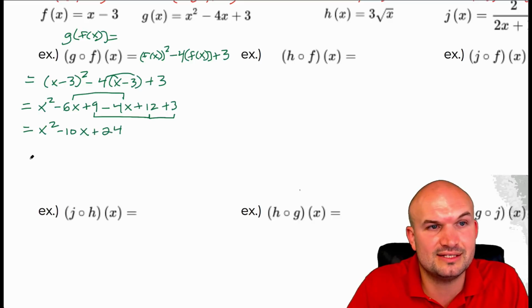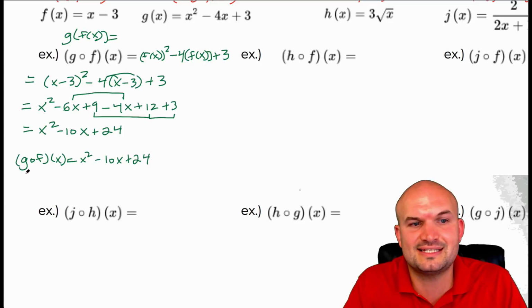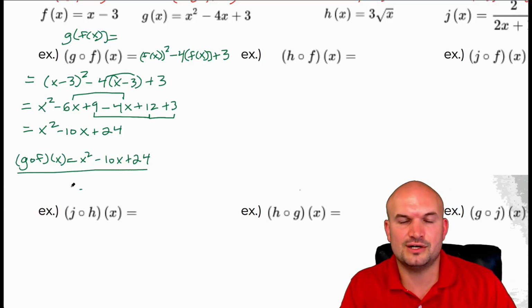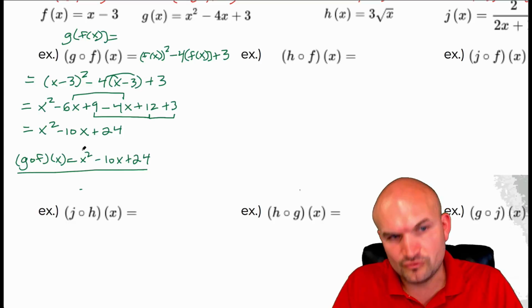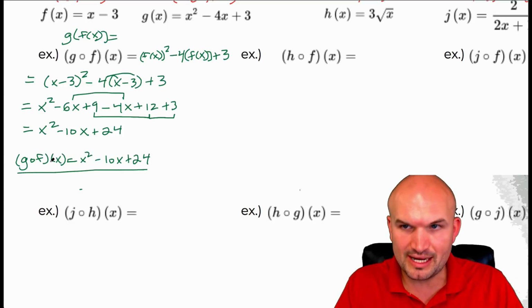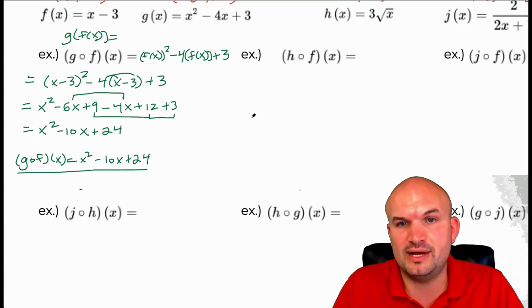Okay, so you could write this with the nice notation: g of f of x equals x squared minus 10x plus 24. And that'd be the nice, clean way to write the answer. Probably for time purposes and just for space, I'm probably not going to rewrite the original answer back up there. But just so you know, that'd be the proper way to write our answer.